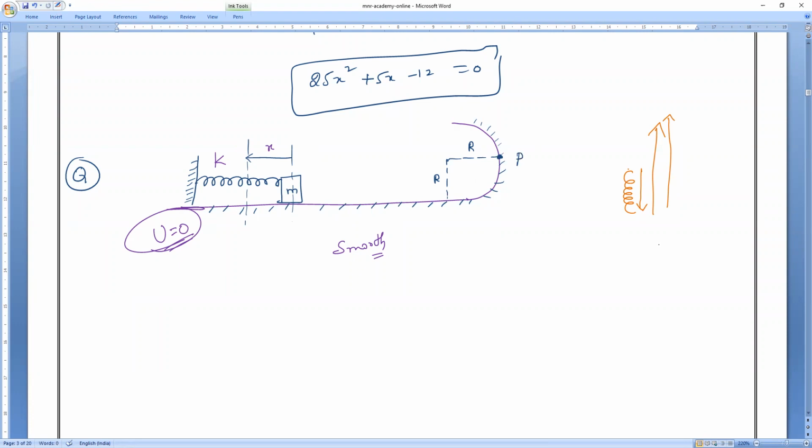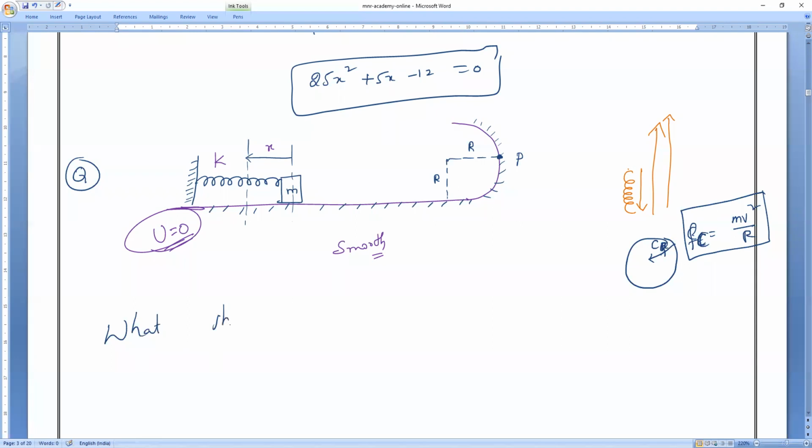Again, for this concept, you should remember circular motion. Circular motion is always something acting towards the center. What is that? Centripetal force, or centripetal acceleration. So centripetal force, what is the formula? mv square by r. So observe very carefully. Question, first write it.